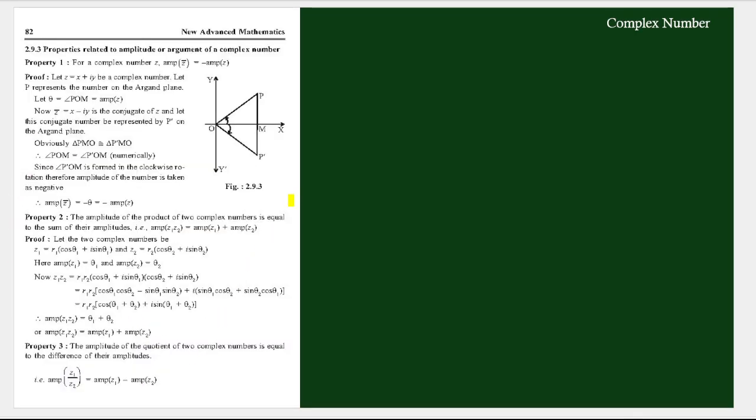Now will come our properties, properties of a complex number.